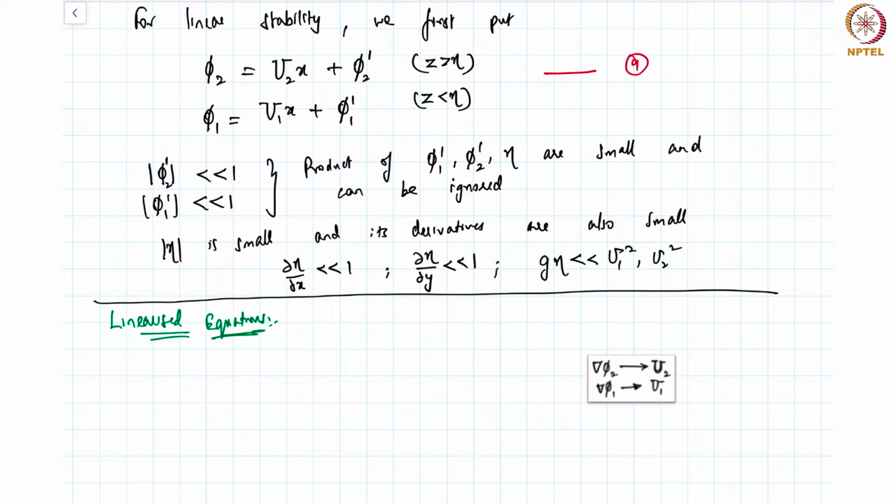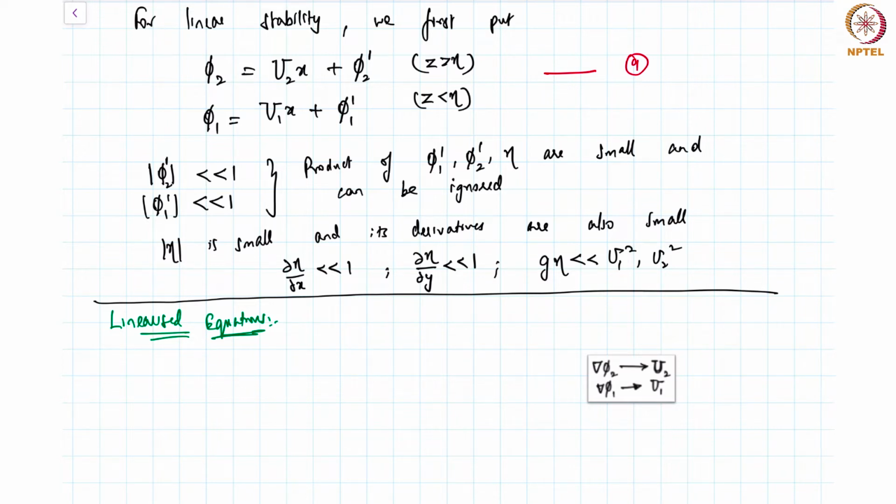So for your benefit, some of the key equations that we'll be using, I have put them in a box on the side. This is basically del phi 2 is equal to u2 and del phi 1 is equal to u1, which is one of the earlier equations that we had written down. I believe this was the first boundary condition. That's equation number 5, I believe. Yeah, that's equation number 5.